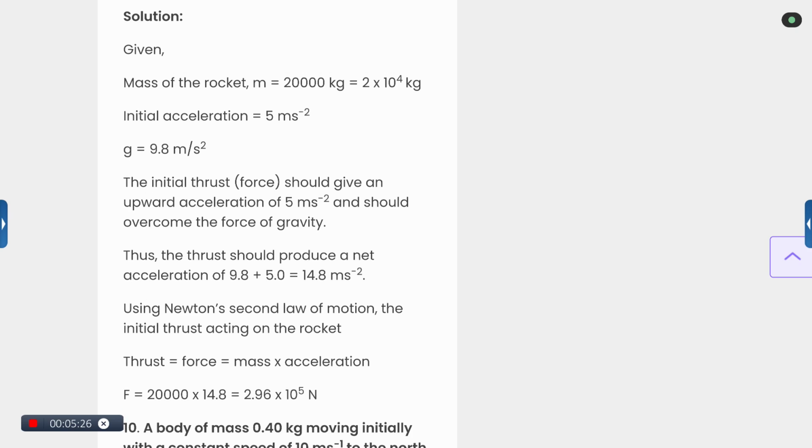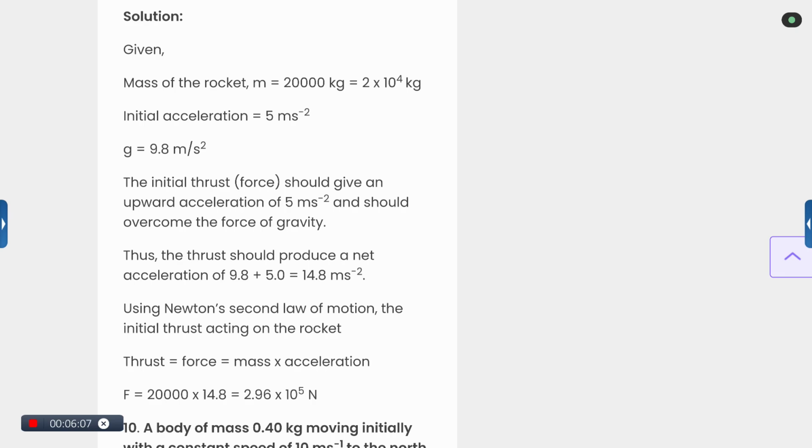What is the mass of the rocket? Do it properly. It's a revision for your exam. The mass of the rocket is 20,000 kilogram. You don't need to convert to 10 to the power 4 at all. Keep 20,000, no problem. Initial acceleration is 5, and acceleration due to gravity is 9.8 meter per second square. The initial thrust should be in the upward direction and should overcome the force of gravity. Thus this thrust should produce a net acceleration of 5 plus 9.8. Using Newton's second law, the initial thrust acting on the rocket is mass into acceleration.